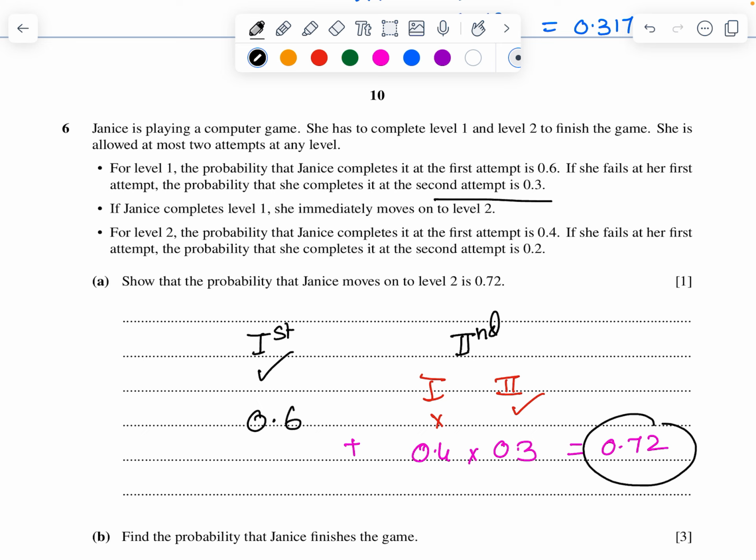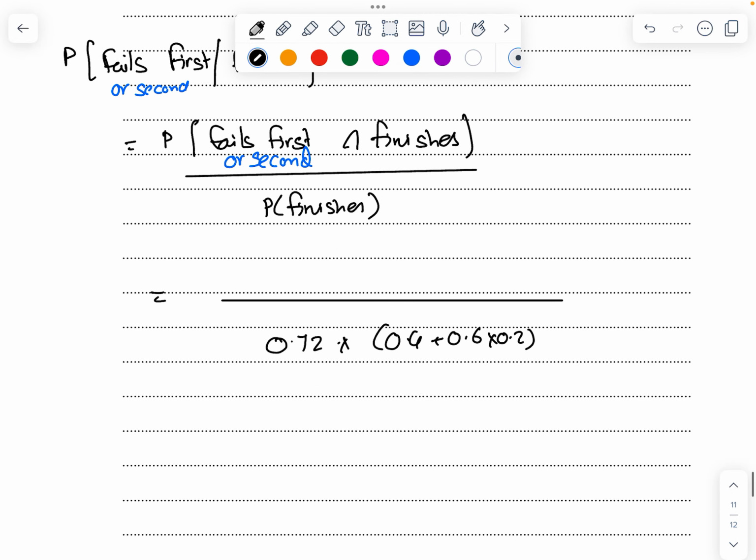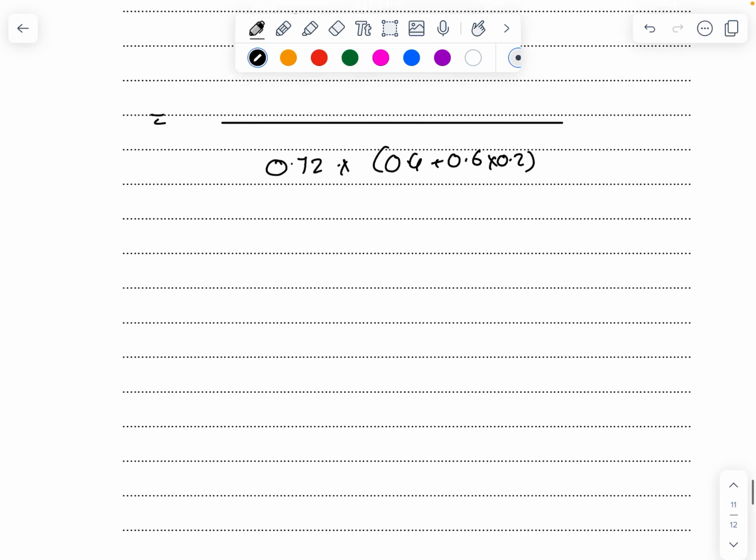This is for level 1. After level 1, she is moving to level 2. For level 2, the probability that Janice completes it at the first attempt is 0.4. If I draw a tree diagram, it will be much easier to understand. So let me try to draw the tree diagram for this. Level 1.